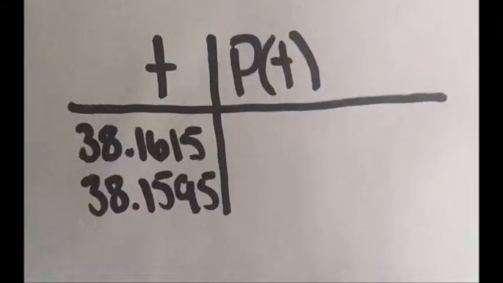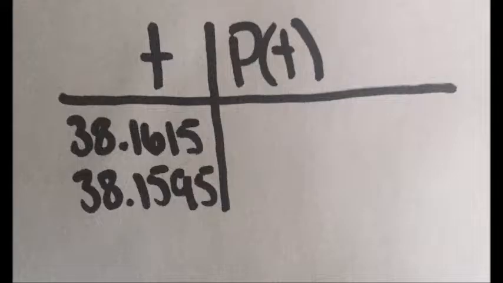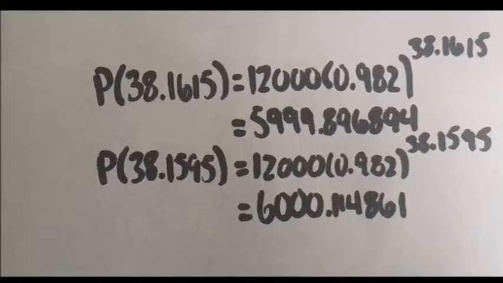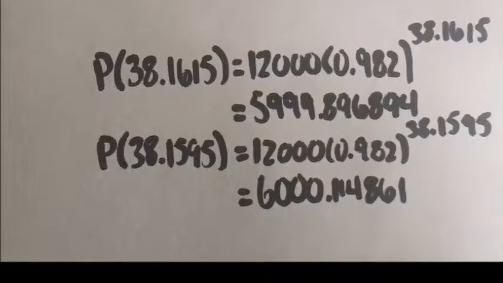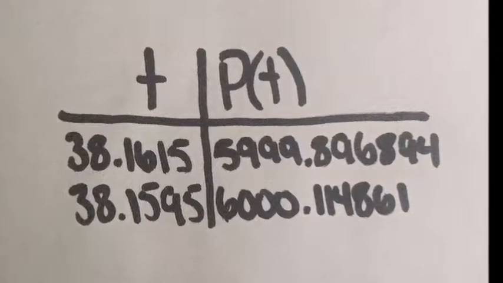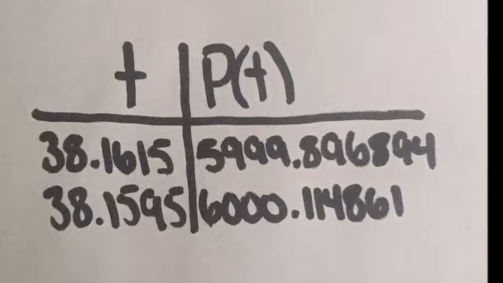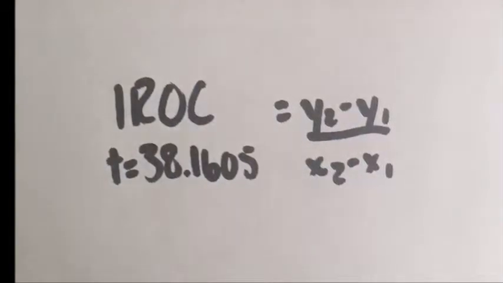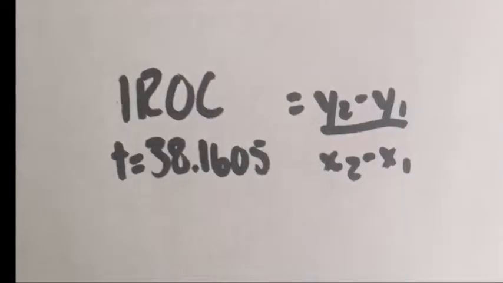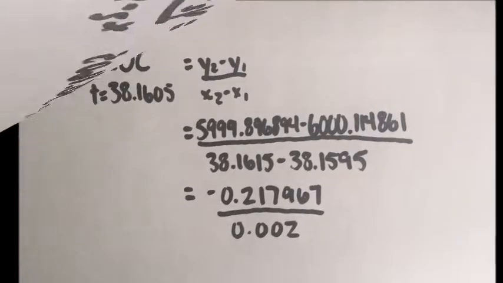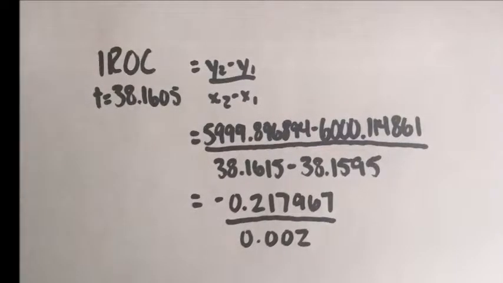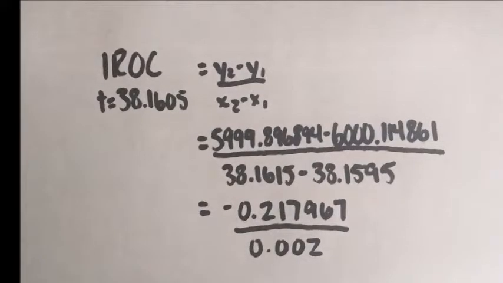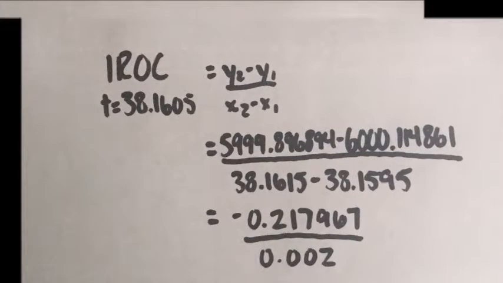As was done in Part B, put your new values of t in a table for organization. Input the new values for t into the equation and solve. Place the answers that have just been found into the table to keep your answer organized. Now that we have our new values for P(t), we can set up the equation for IROC, as was done in Part B. Now, as was done with Part B, input the x and y values into the equation, subtract the top, then the bottom, and prepare to divide.